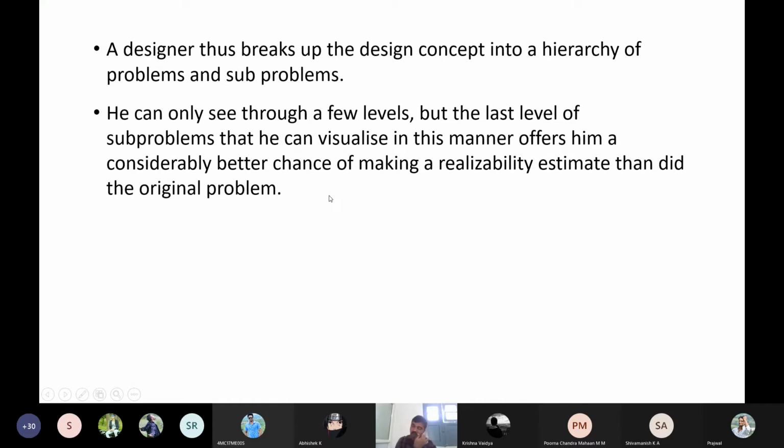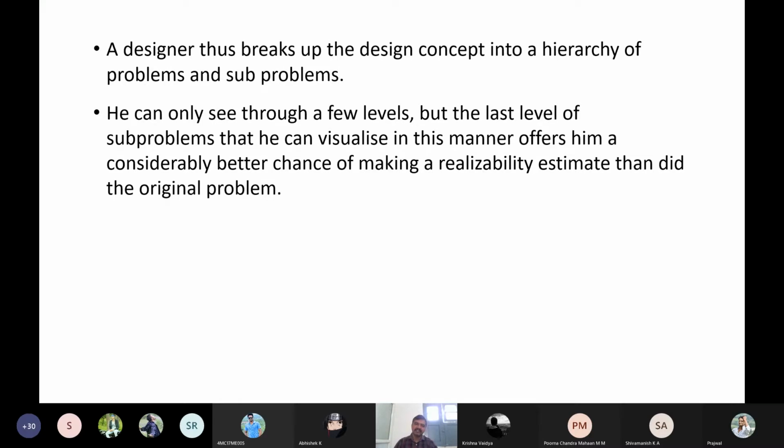That means if you go on dividing a design concept into a number of sub-problems, then again find solutions to those sub-problems, those solutions may again result in a few more problems. Like that, if a designer goes on dividing a problem into sub-problems and solutions, solutions may throw up further problems, and for those problems again there may be some solutions.